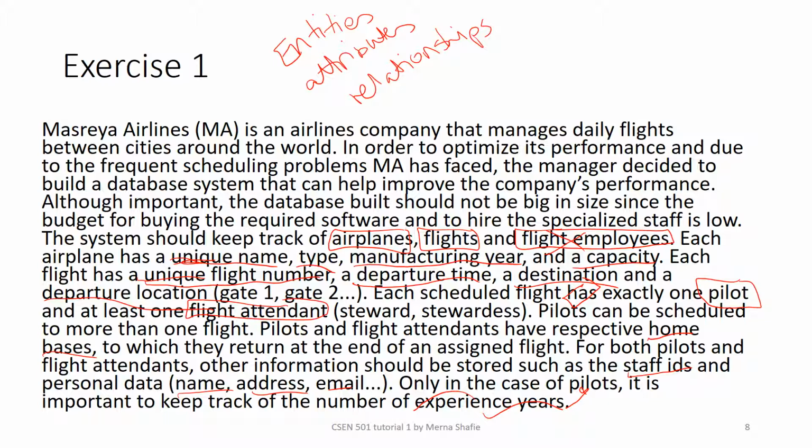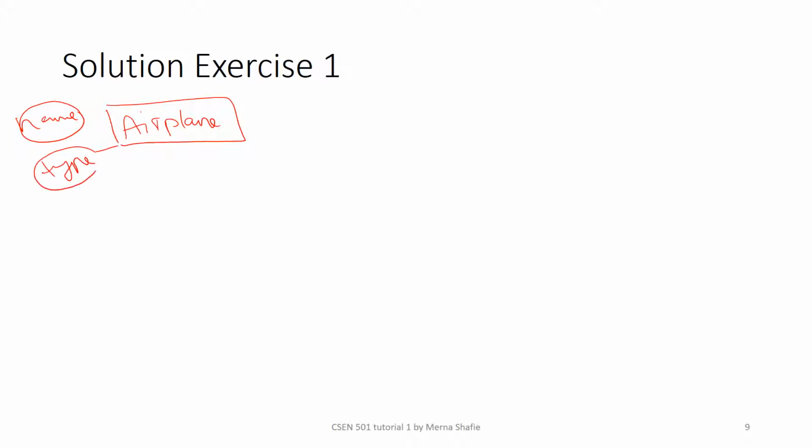Okay, let us draw the ERD together. Now let us start drawing the ERD. As we have said, we have an entity called airplane. So I will make a square and put airplane inside it. And this airplane had which attributes? It had name, type, capacity, and manufacturing year.